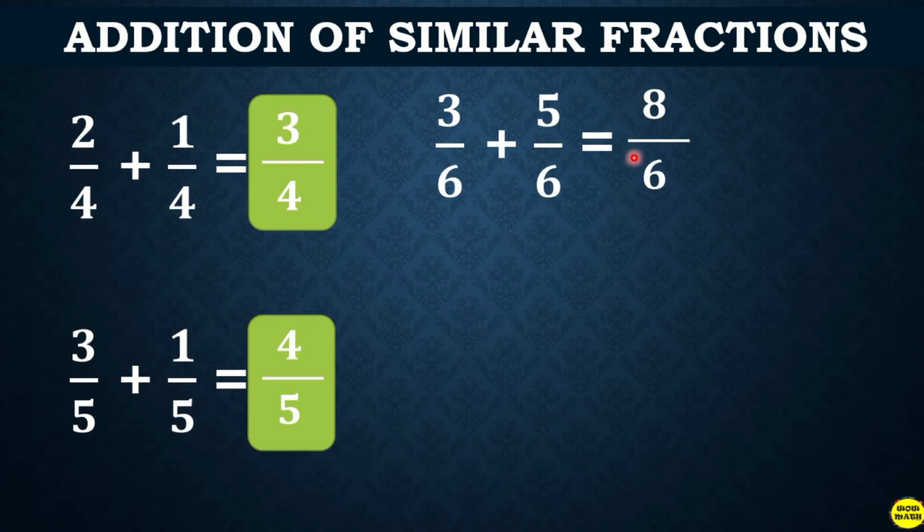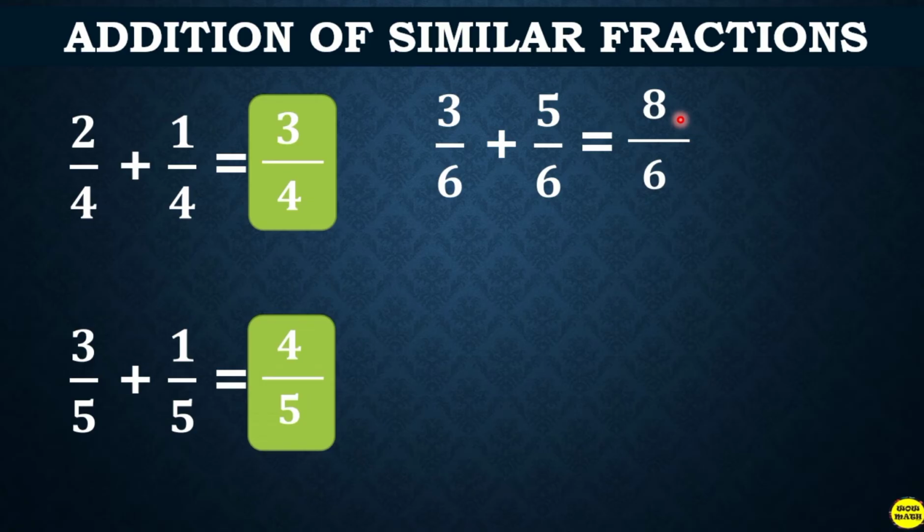Now, since this is an improper fraction, pag sinabi nating improper, mas mataas yung numerator natin sa denominator. So, kapag improper, ibig sabihin, hindi pa yan ang lowest term natin o simplified answer. So, kailangan pa natin siya i-lowest term. So, tatandaan nga po na ang sagot natin ay should be expressed in lowest term. So, yun po palagi. Okay, so 8 over 6 is an improper fraction, so therefore, we still need to simplify this fraction. So, paano po yan?